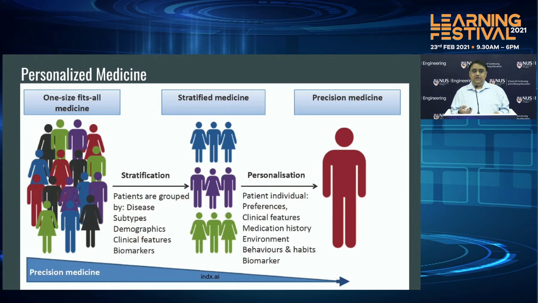Now, the path to personalized medicine moves towards first, maybe, stratifying patients. So instead of a population, you have smaller subpopulations. But this is still population-based, in the sense that it's subpopulation-based.